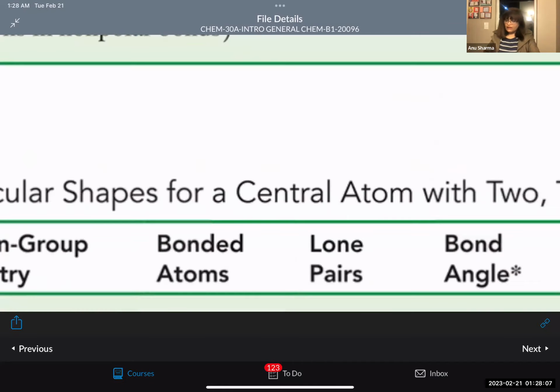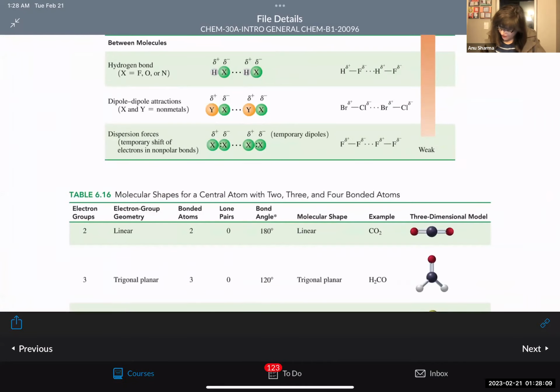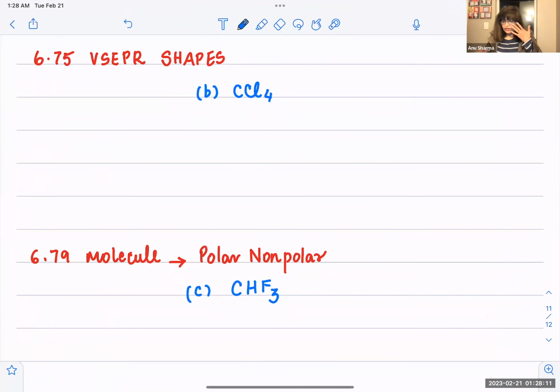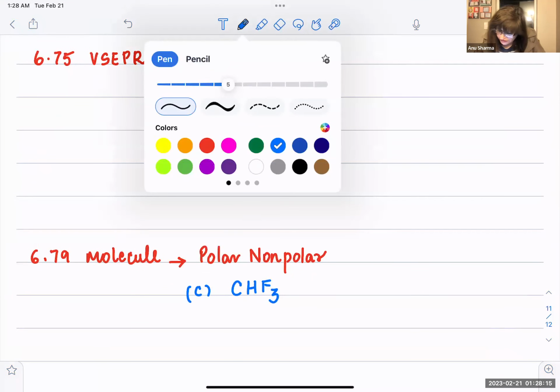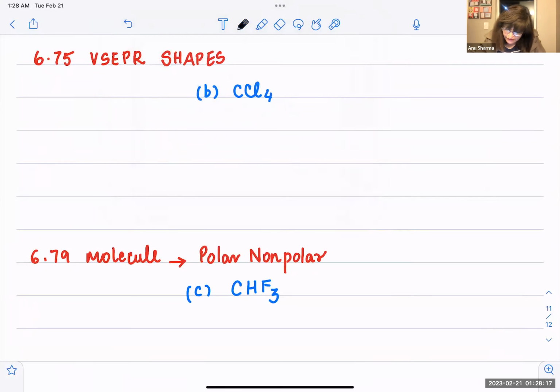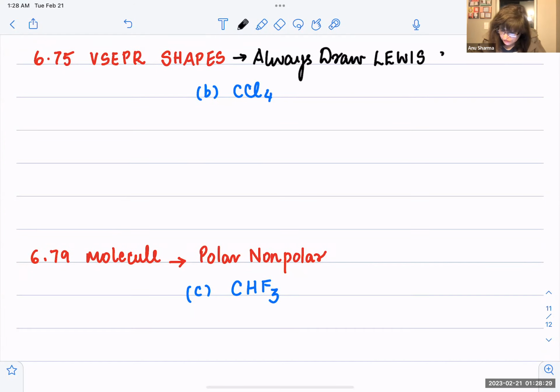Okay, so now let's look at the shape of this one molecule that I'm going to do for you. It's carbon tetrachloride. Okay, so first thing, whenever they're asking you to do the shape, even if the question is not asking you, always draw the Lewis structure, because without that, you cannot. Always draw the Lewis structures.